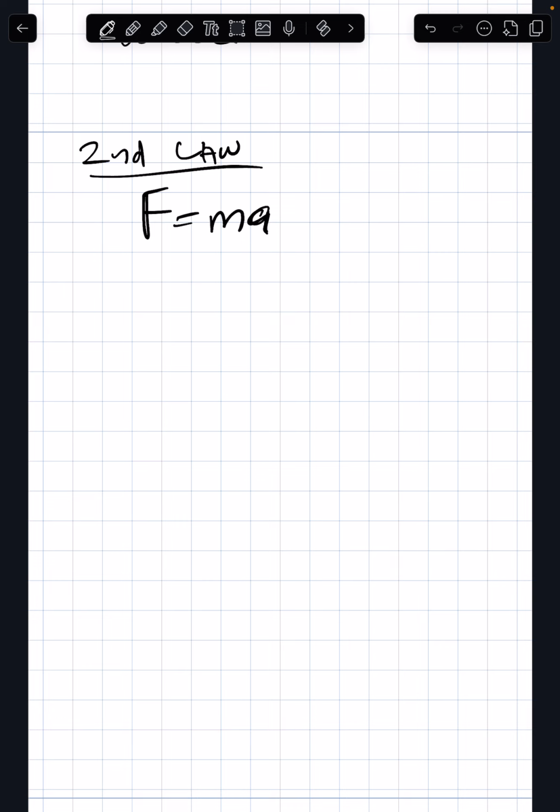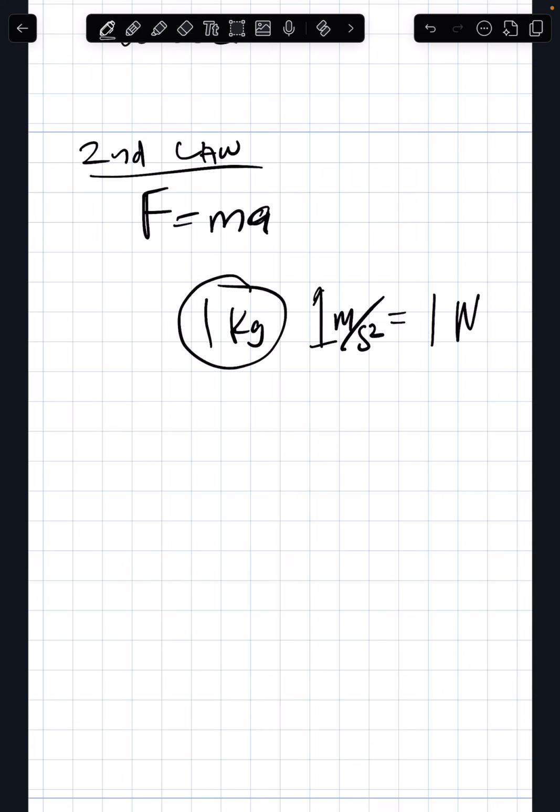For example, if you have a 1 kg ball here, moving, I should say accelerating at 1 meter per second squared. So this 1 kg ball is accelerating at 1 meter per second squared. It'll result in 1 Newton of force.